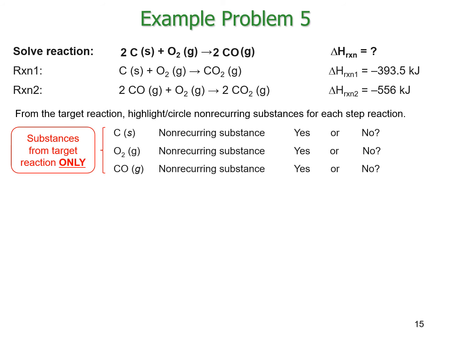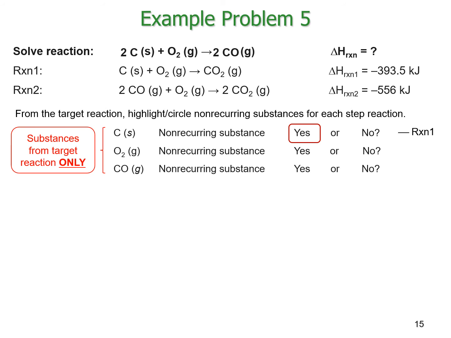Are any one of these non-recurring substance? Remember, non-recurring substance means it shows up only once in all step reactions. Check out carbon. Carbon shows up only once in step reaction 1. We do not see elemental carbon in second reaction. So we say yes for carbon. Carbon is a non-recurring substance for reaction 1.